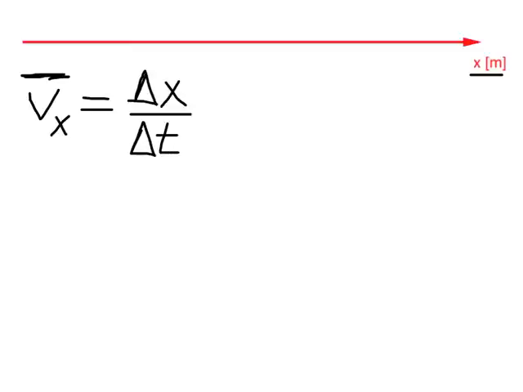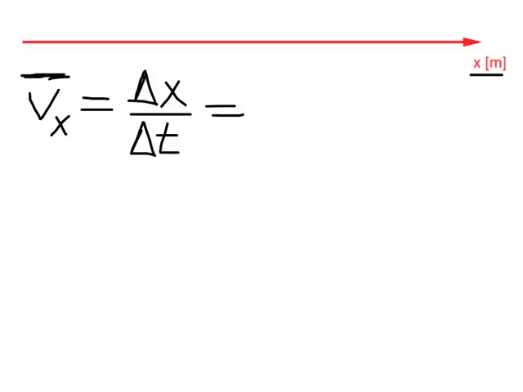Now, in one dimension, the average velocity is defined, so v with a little bar over it to distinguish it as average, and we're moving in the x direction, so let's put a little subscript. That subscript will be important later. It is defined to be the change in the position over the change in time. Now this is an equation that's on your equation sheet, so you should be pretty familiar with it.